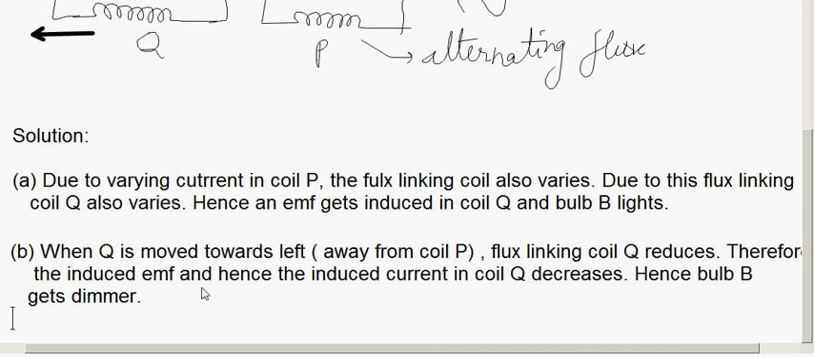When Q is moved towards left, the flux linking Q reduces, and hence the induced EMF and hence the induced current reduces, and we will have in turn the intensity of the bulb reducing, or the bulb B gets dimmer. Hope you understood these two problems.